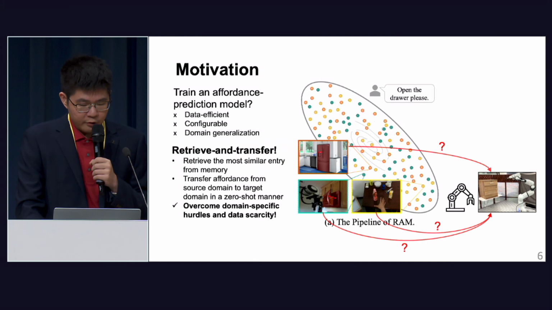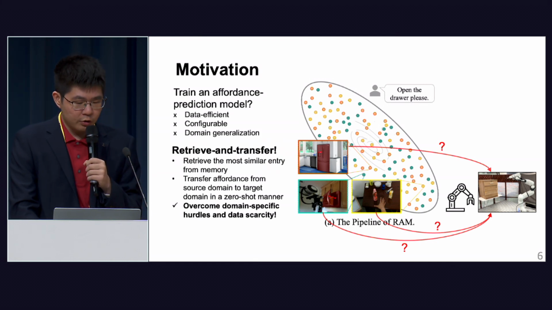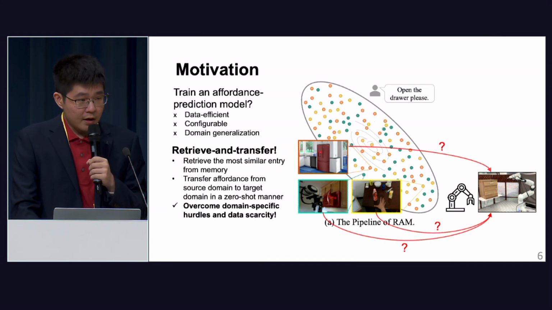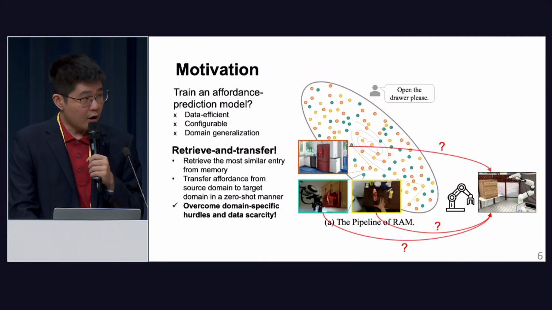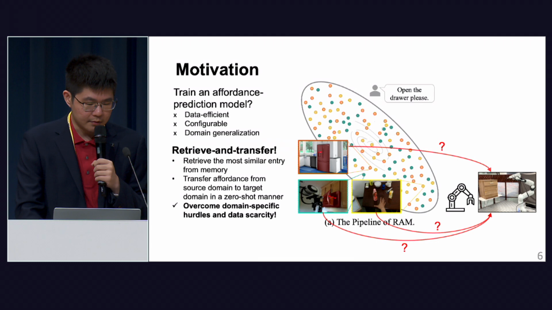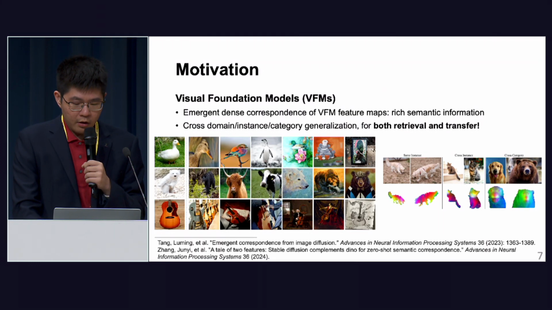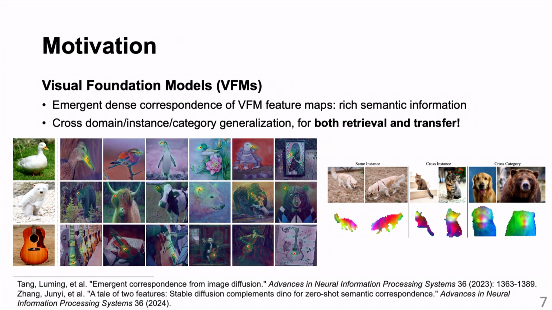Therefore, we leverage a retrieve and transfer paradigm that first retrieves the most similar entry from the memory, and then transfers the affordance from the source domain to our target domain in a zero-shot manner. Therefore, we can overcome domain-specific hurdles and data scarcity. But how can we do it? Well, recently, the fast development of generalizable vision foundation models trained on enormous internet images offers us a solution to seamlessly connect these diverse data domains with our target domain. As shown in these figures, the emergent dense correspondence of VFM feature maps contains rich semantic information to achieve cross-domain instance and category generalization for both retrieval and transfer.